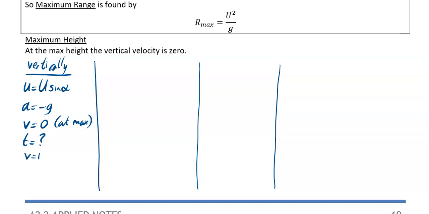So we're going to use v is equal to u plus at. So that's just going to be 0 is equal to big U sine alpha minus gt. And then we'll just say t is equal to, and it's going to be a wee bit of rearranging here. I'm bringing the gt across the other side, so I'll have gt is equal to U sine alpha, and then I'll divide across by the g, so that means t is equal to U sine alpha all divided by g.